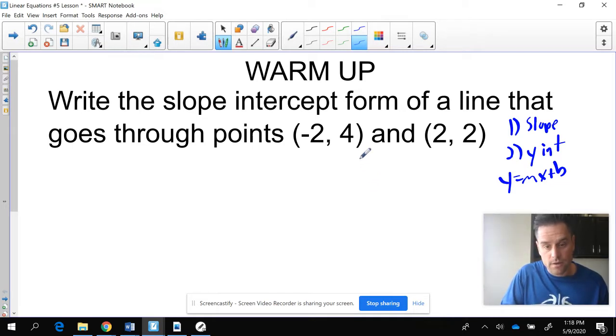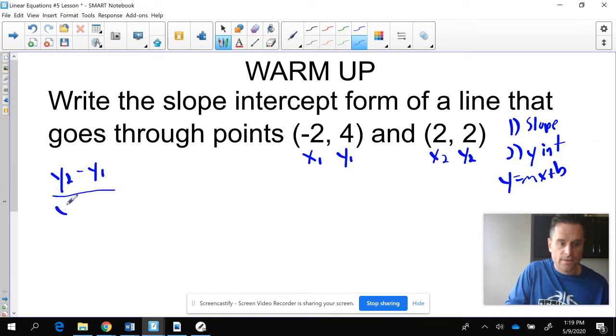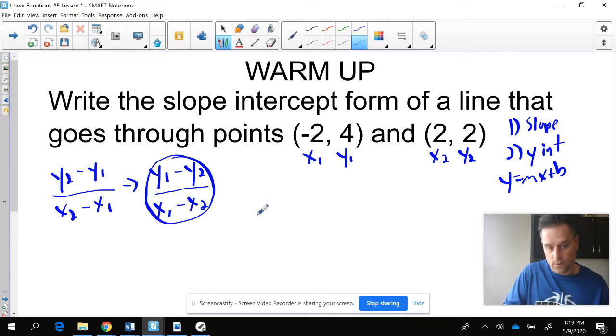Well, you got to remember that we have a formula that we can use. And that formula is y2 minus y1, hopefully you remember, over x2 minus x1. And by the way, that's the same thing as this: you can do y1 minus y2 over x1 minus x2. That'll give you the same answer. Either one. I actually like this one a little bit better, so we're going to use that one.